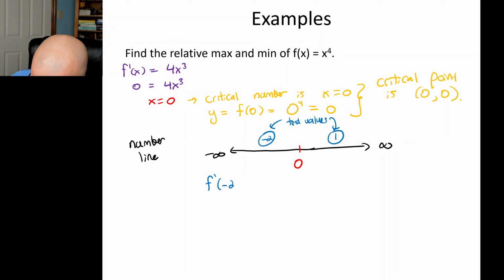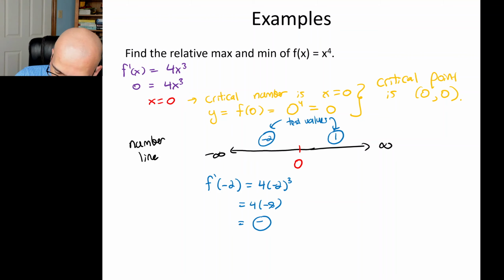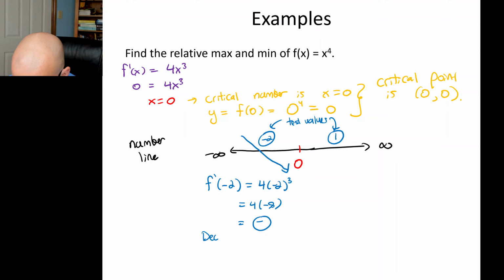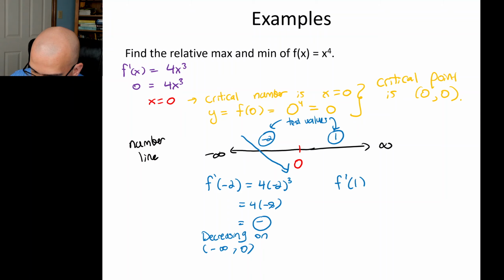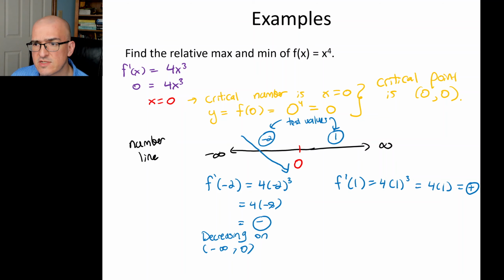f prime at -2 is 4 times -2 to the power of 3, which is 4 times -8, which you can go ahead and multiply if you want, but I'm too lazy. I'm just going to say it's negative, and then indicate that the function is decreasing on the interval from -infinity to 0. Now the next test value, I'm going to plug that into the first derivative, f prime of 1. That's 4 times 1 to the power of 3, which is 4 times 1, which I'm not even going to multiply. I just care, is it positive or is it negative? And it's positive. That means increasing.